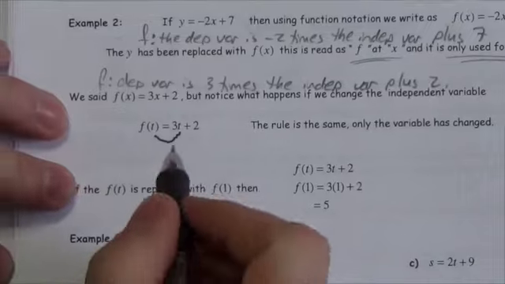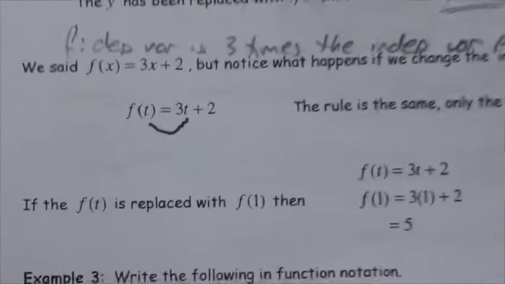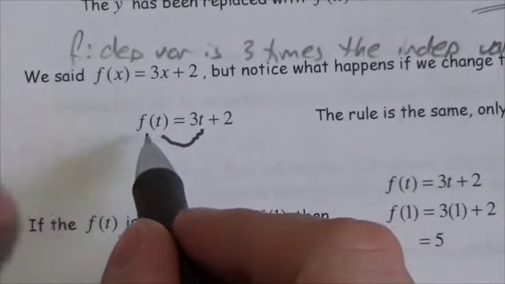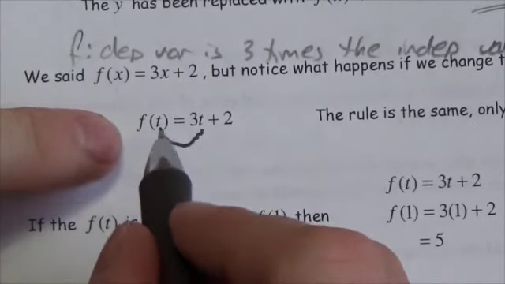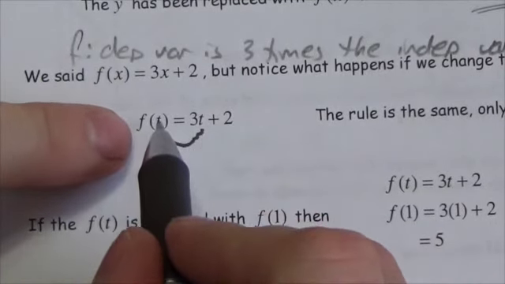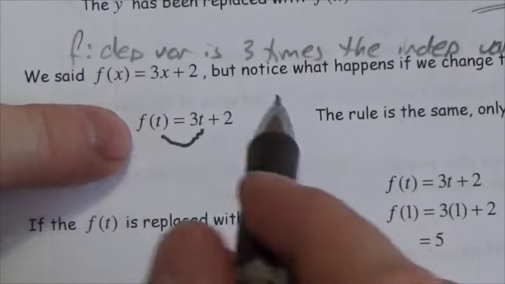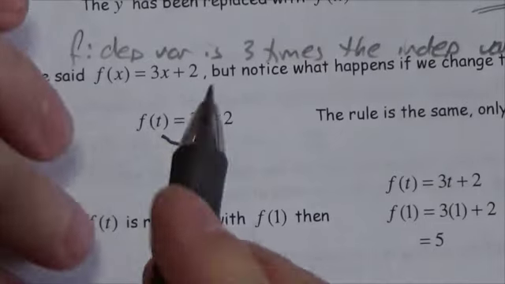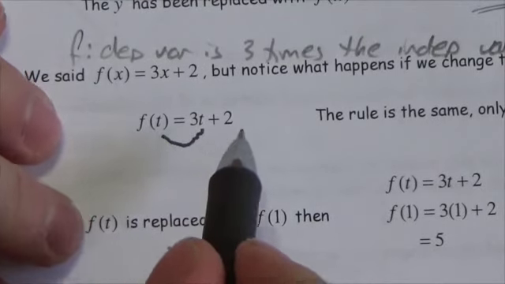Okay, plus 2. Now, what if, we'll zoom in here, what if they change the independent variable to t? Well, the rule stays the same, only the variables change. So the rule is multiply the independent variable by 3, add 2. But in this case, we're identifying that the independent variable is now t. So this becomes 3 times t plus 2.